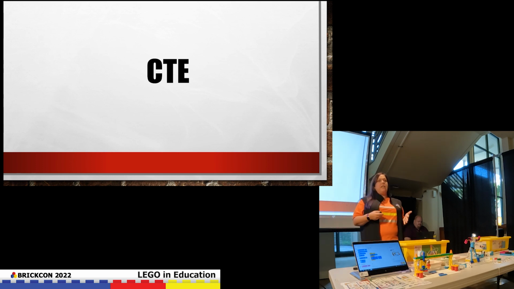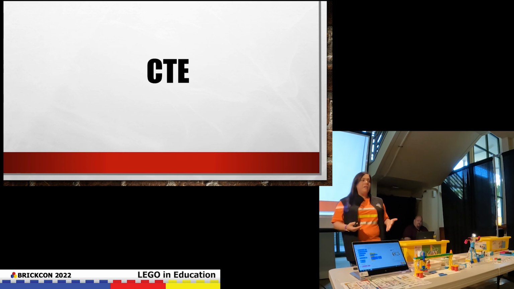CTE are trade-like classes for trade school, because especially in places like Granite Falls, college is not an option. So we're trying to push for trade, manufacturing, a lot of construction. Granite Falls has a huge agriculture. So we have classes such as culinary, agriculture, business, health science, and of course, robotics. So this is only 7th grade through 12th grade. So 6th grade is its own little weird world.